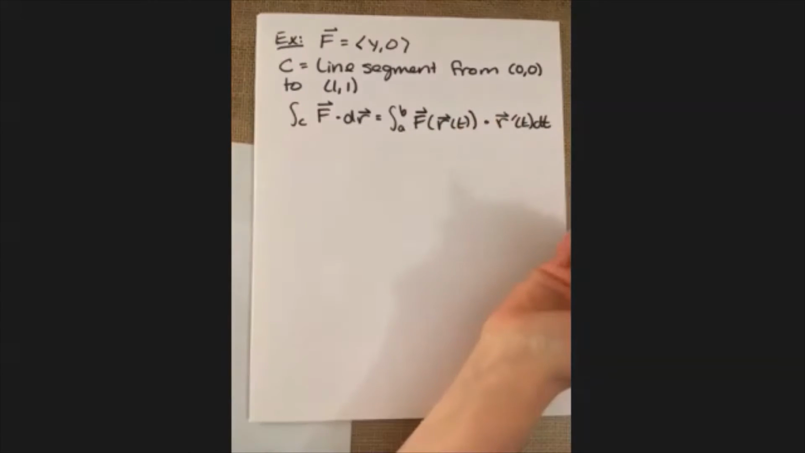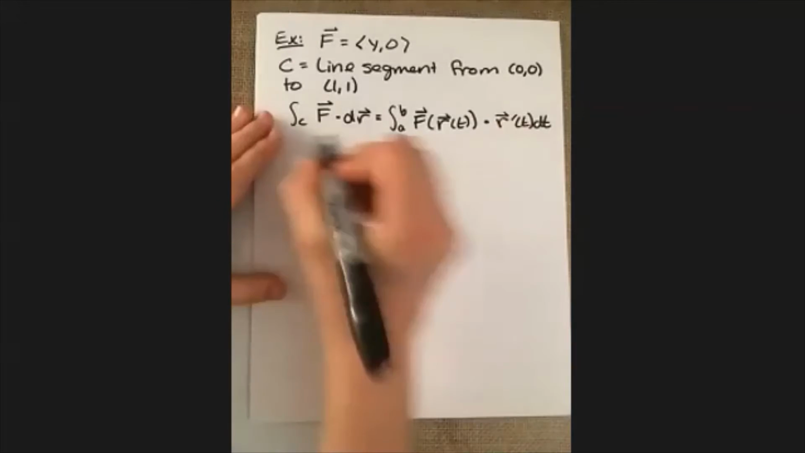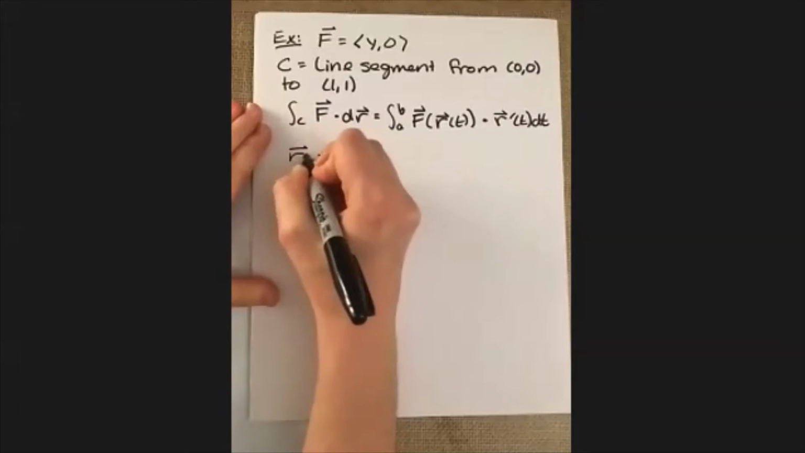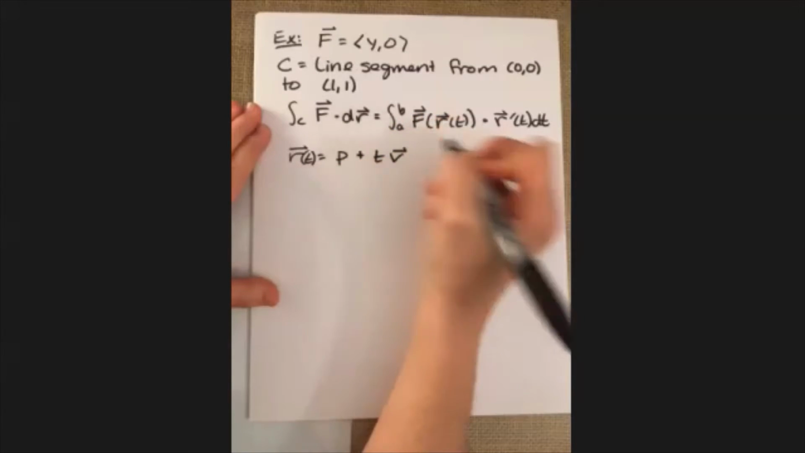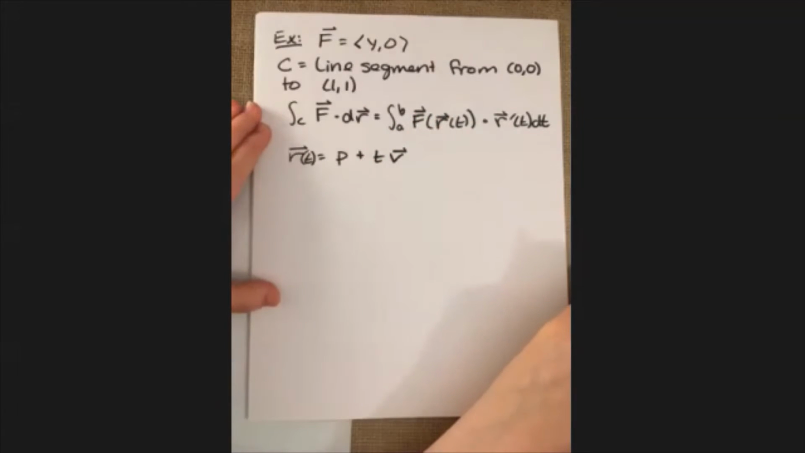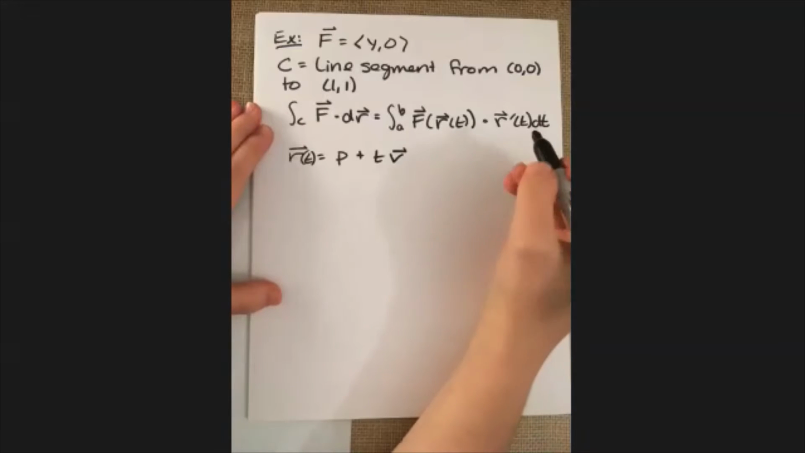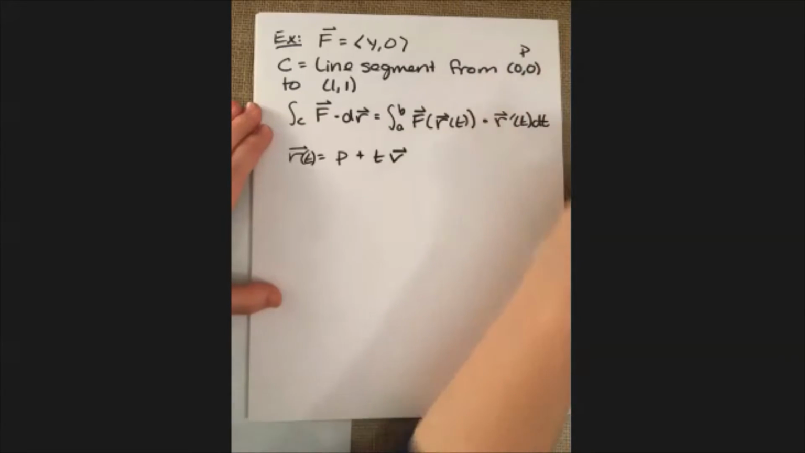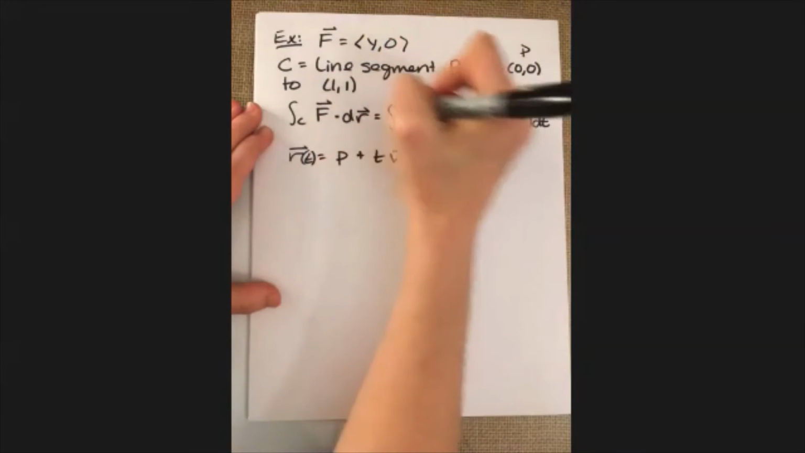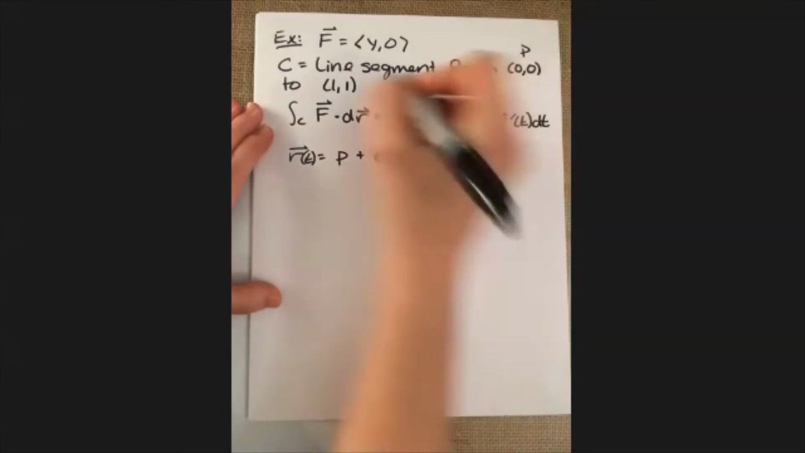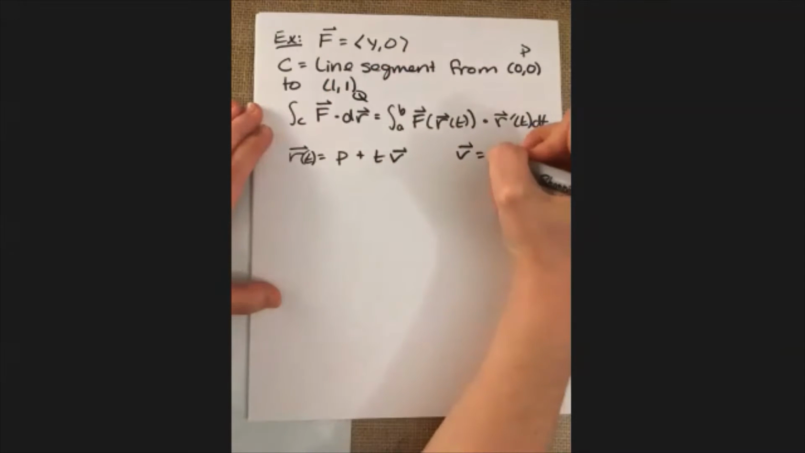In this particular instance, we're looking at a line segment, so our parameterization has to be something of the form of a base point plus t times some vector moving from one point to the other. And in this particular instance, our base point p is going to be at the first point we start at, (0, 0), and then v is just equal to, I guess we can call it, pq.